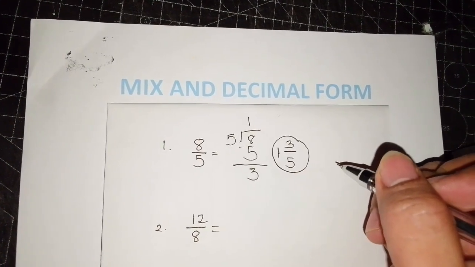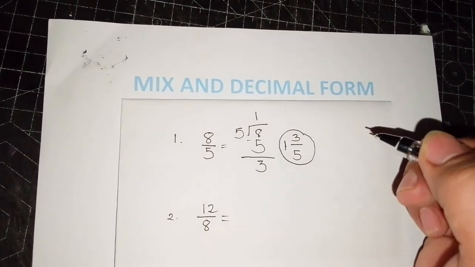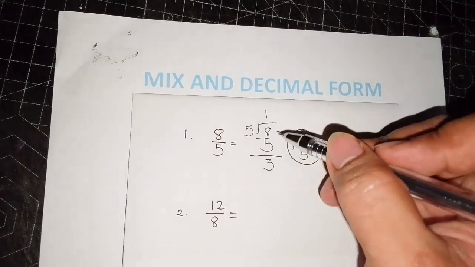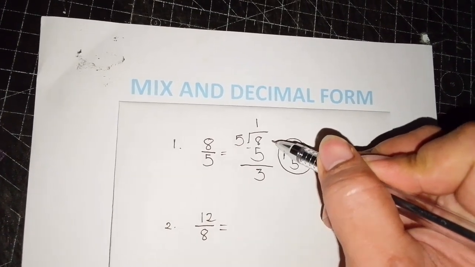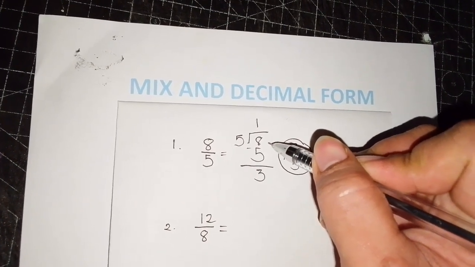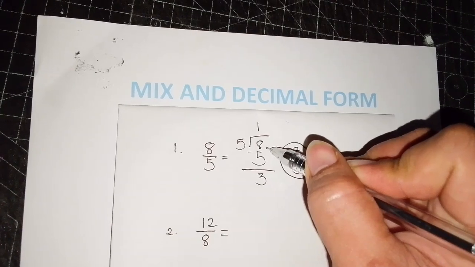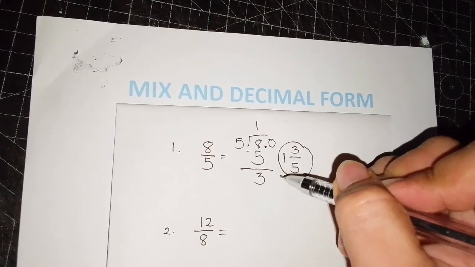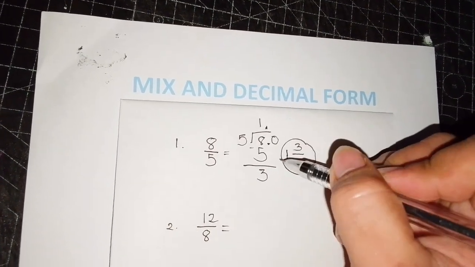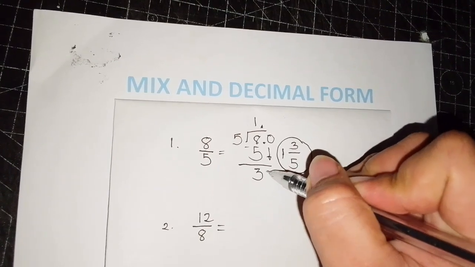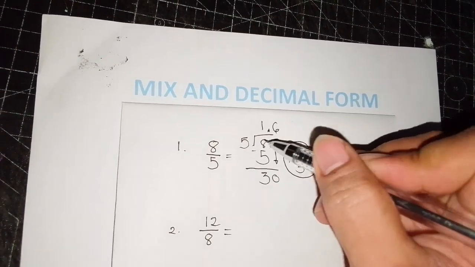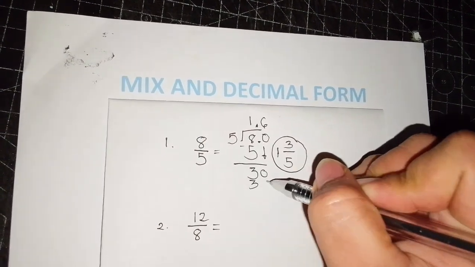So as you can see, the remainder is 3. So we want to continue to have the decimal form. So I write a dot on the right side of the 8, and the dot also above. And adding 0, so you bring down the 0.